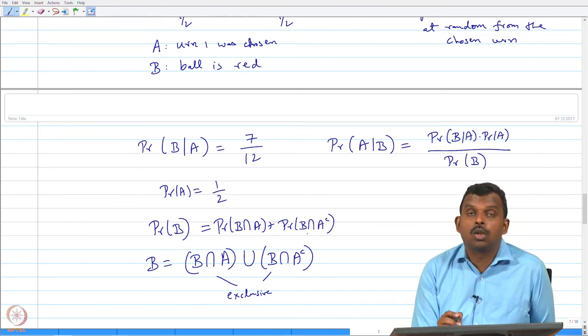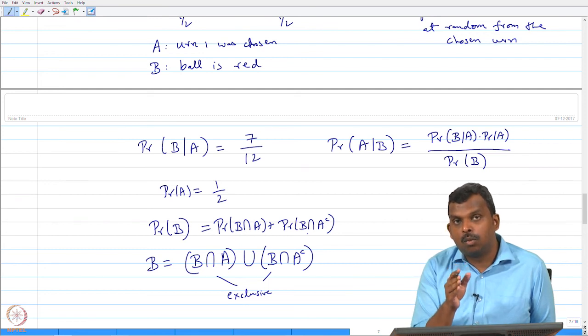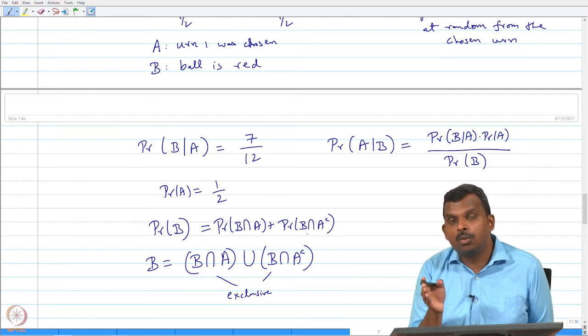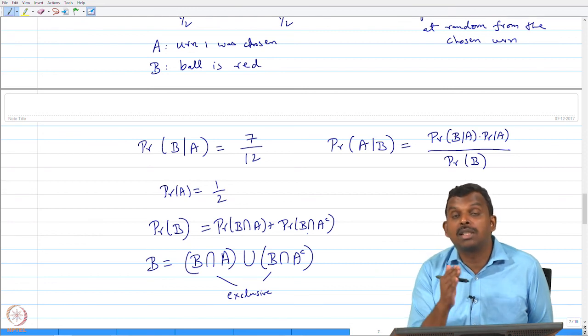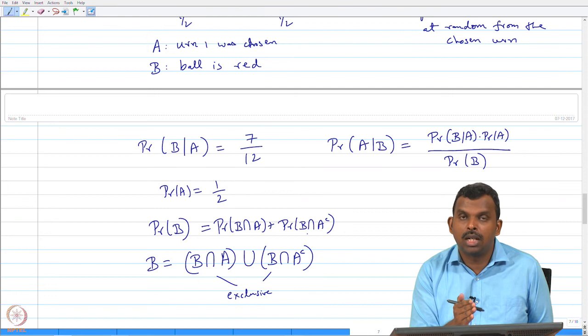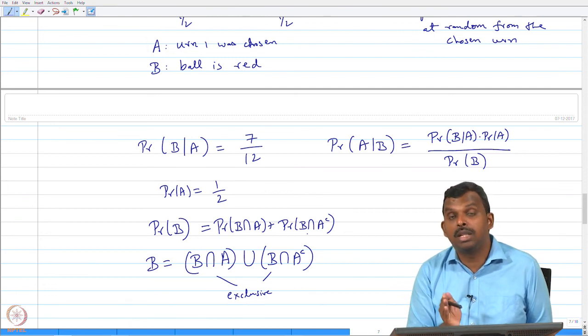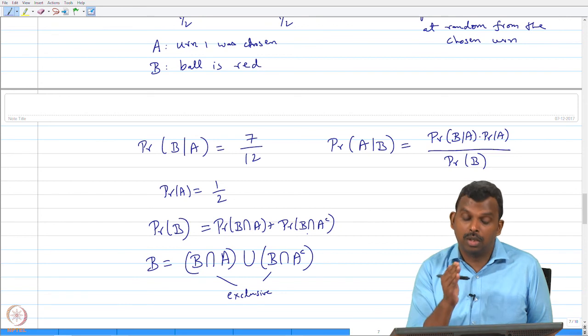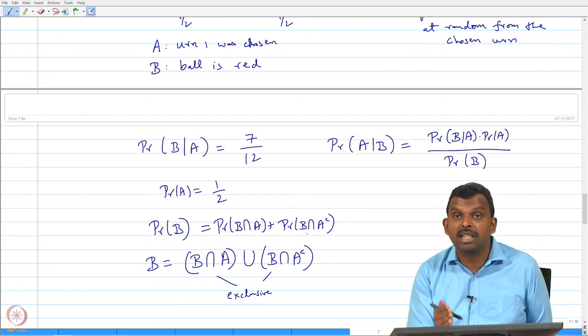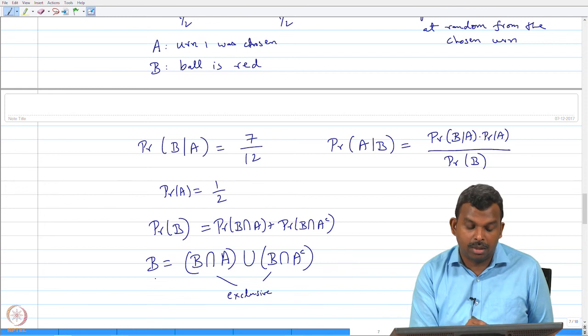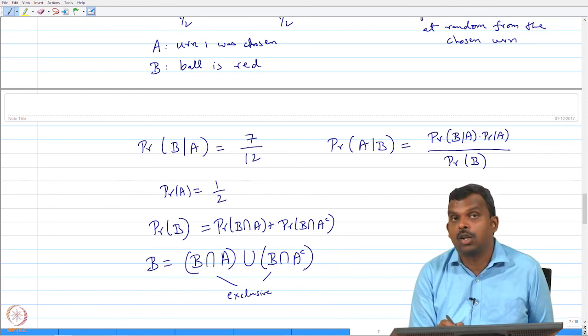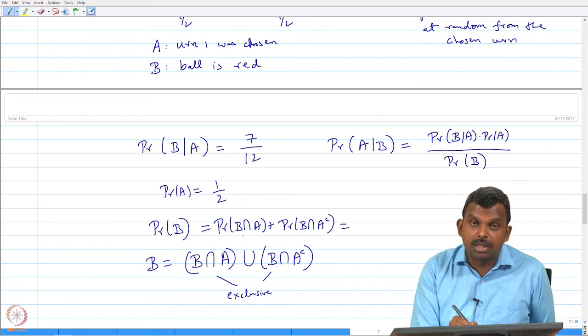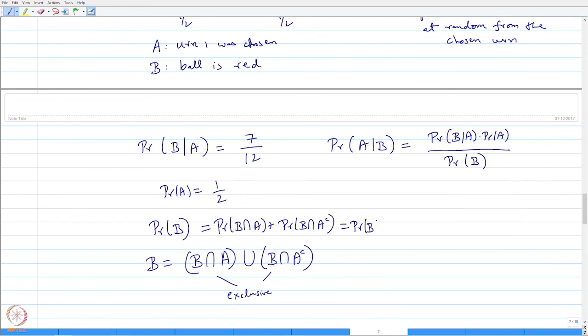You break down the event B, which happens in the second step, into different possibilities depending on what happens in the first step. In the first step you could have chosen urn 1 or urn 2. So I write B as B intersect A union B intersect A complement. Now, for each term we use conditional probability: probability of B given A times probability of A, plus probability of B given A complement times probability of A complement.